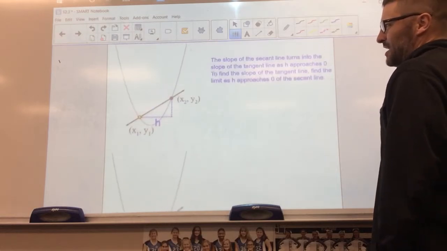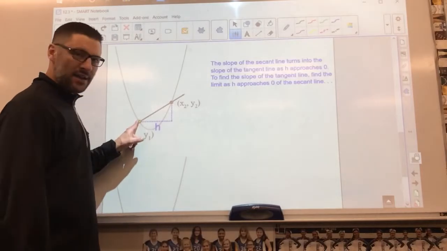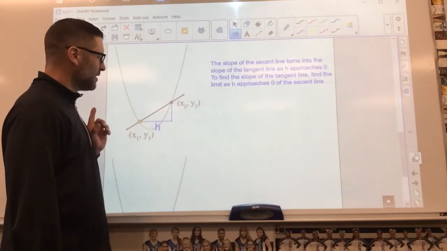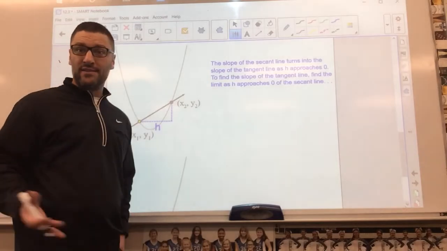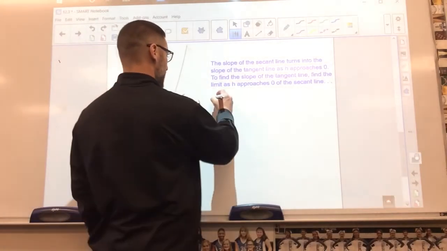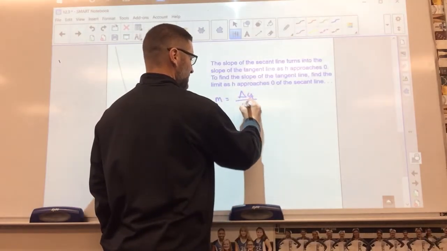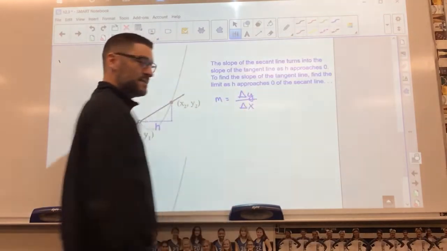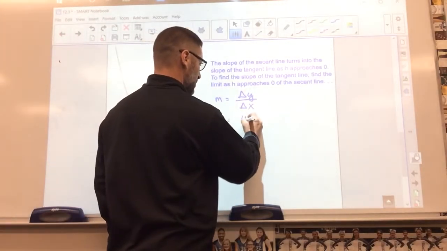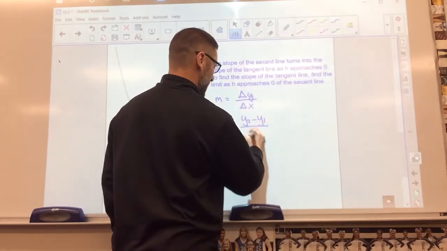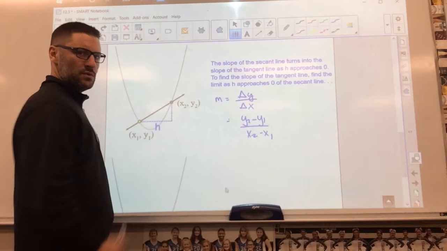Now, let's talk about the notation, okay? The yellow dot is a point (x1, y1), and the black dot is a point (x2, y2). And we know how to find the slope between 2 points. The slope is equal to change in y over change in x, delta y over delta x. We know it's also (y2 minus y1) over (x2 minus x1).